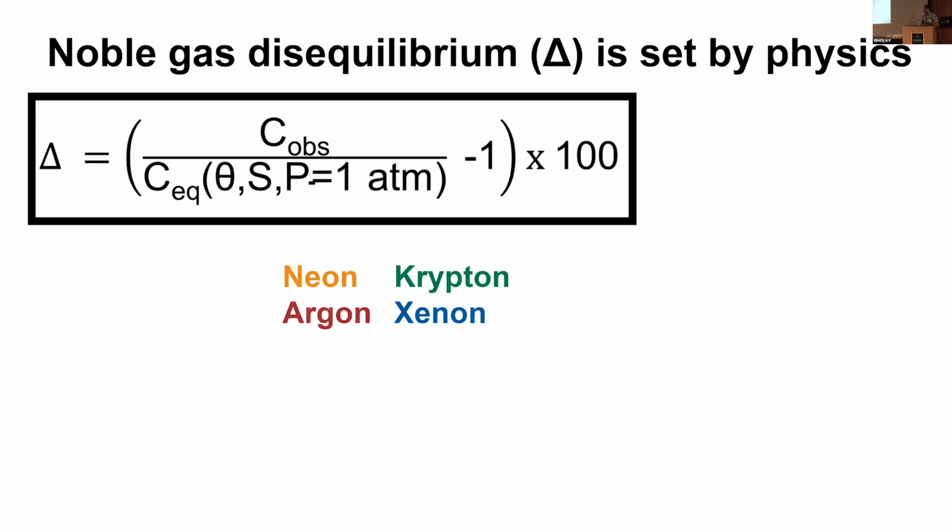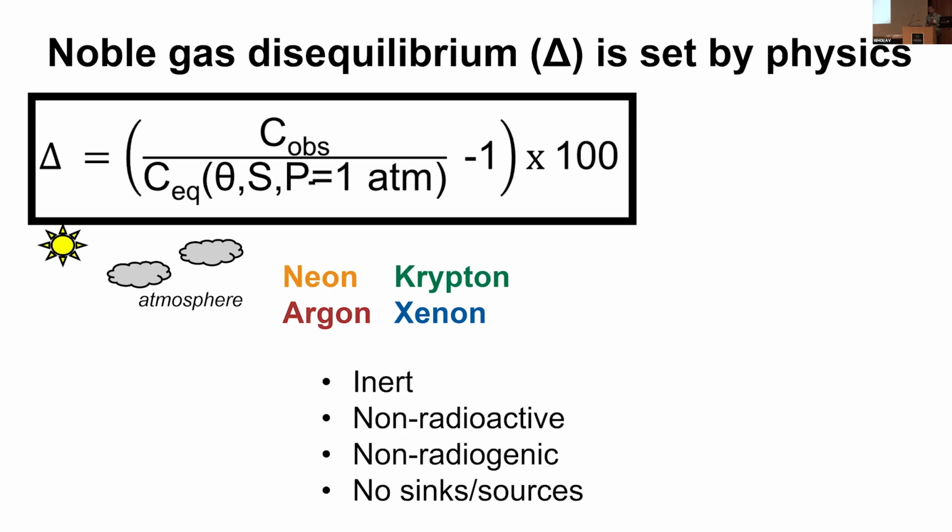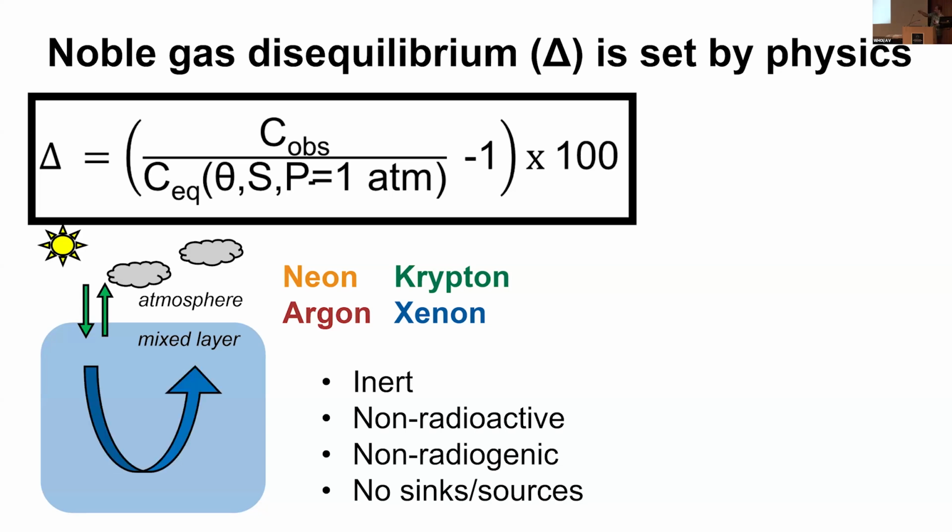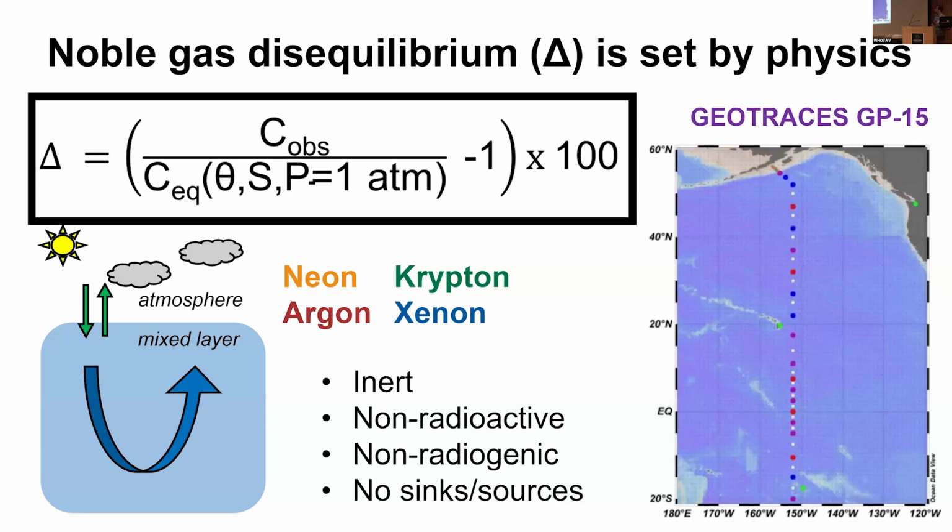So here we're looking at neon, argon, krypton, and xenon, which are, of course, inert noble gases in the atmosphere. They're really great tracers of physics, and they tell us about past air-sea exchange because they are non-reactive, they're not radioactive, they're not radiogenic, and they don't have any sinks or sources in the ocean. And so they enter the ocean through air-sea exchange in deep water formation regions, right? And so their disequilibria, this delta, in the ocean interior and the deep ocean, reflects only physical processes that must have occurred at the sea surface at the time and place of deep water formation.